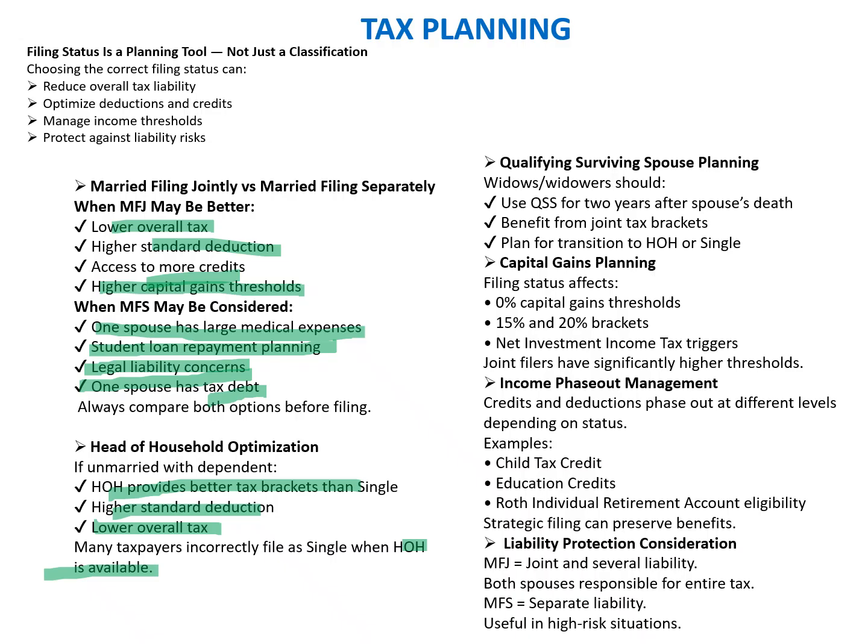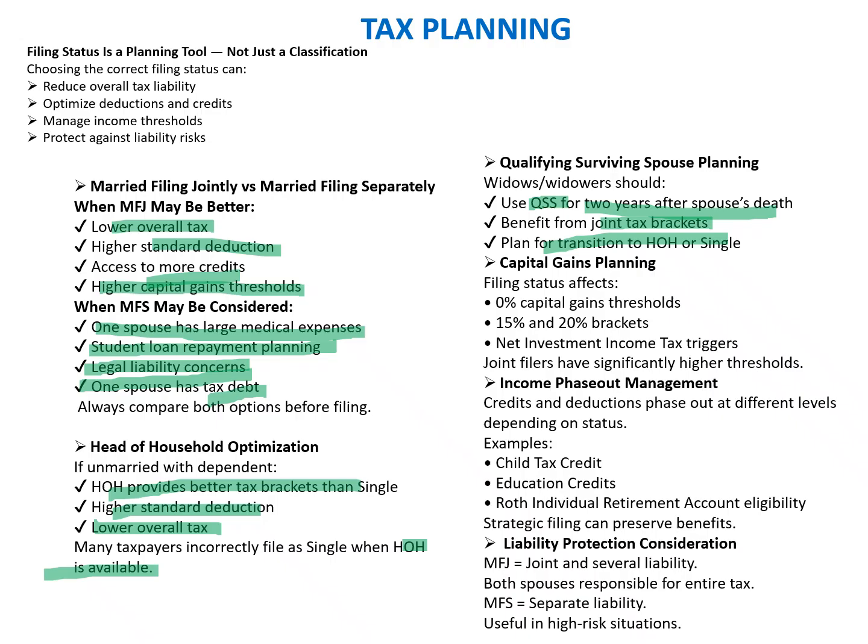If they are single, if they have a dependent, and if they are spending more than 50% of the household spending, then they should consider filing as HOH. Qualifying surviving spouse planning: widowers should use the qualifying surviving spouse status for 2 years after the spouse's death, benefit from the joint tax bracket, and plan for the transition to HOH or single.